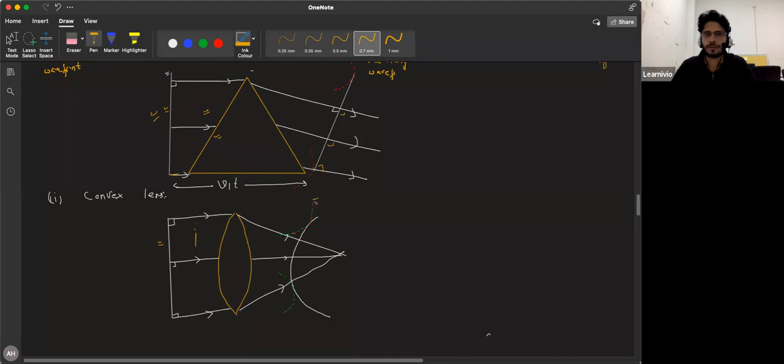What do these two arcs represent? Wavelets. These arcs are for wavelets. Okay. So ideally, we should first draw the wavelets and then take a tangent. Then you will get the secondary wavefront, but that will take too much time. So what you can do is first draw the secondary wavefront and then just draw the wavelets. These arcs are representing wavelets.